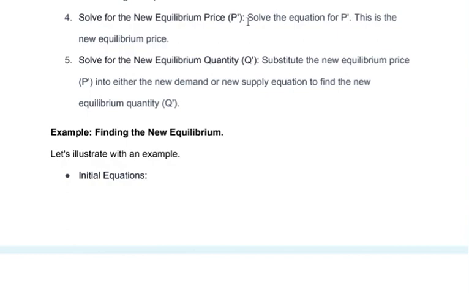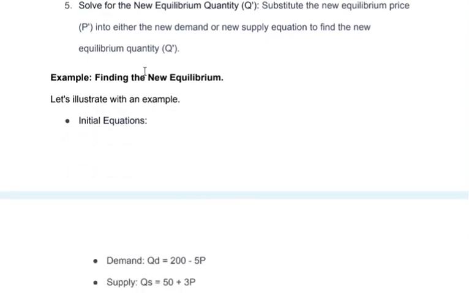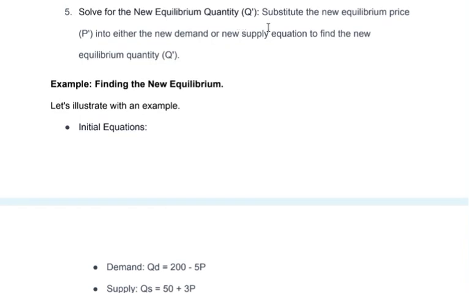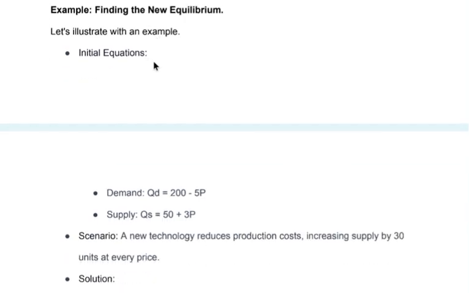Solve for the new equilibrium price. Solve the equation for P'. This is the new equilibrium price. Solve for the new equilibrium quantity. Substitute the new equilibrium price into either the new demand or new supply equation to find the new equilibrium quantity.